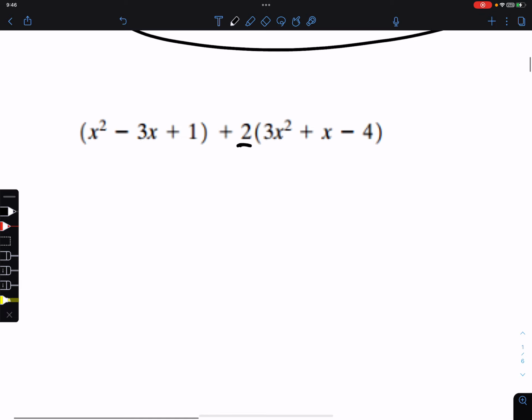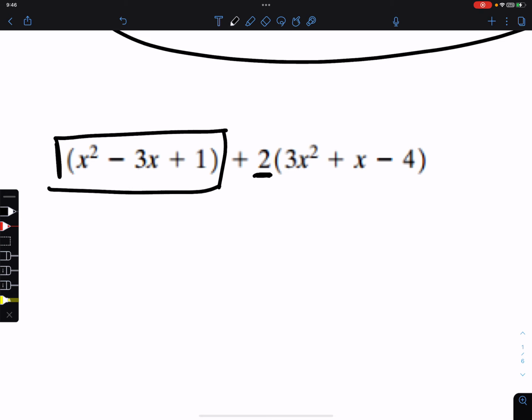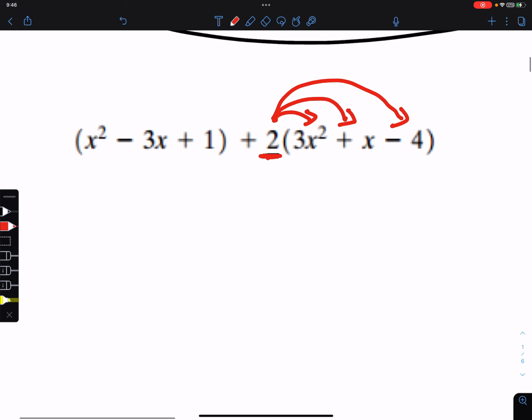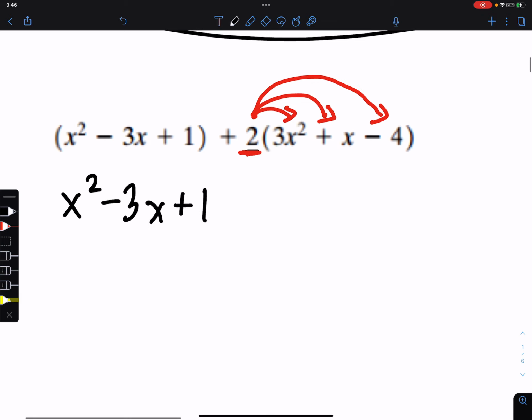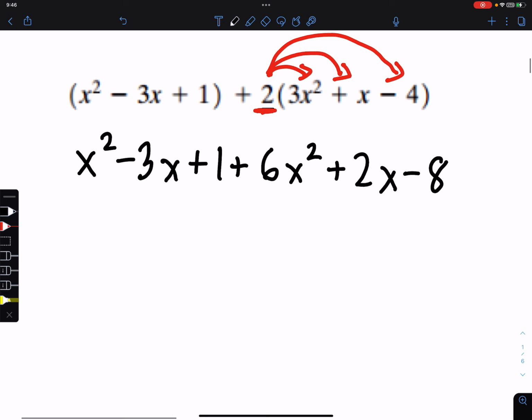So what do we do when, for the second term, it's being multiplied? So we want to add this plus 2 of these. What do we do? What we have to do here is take this 2 and distribute it to every term. So we multiply the 2 to every term. Here, we're not multiplying anything, so x squared minus 3x plus 1. And then here we distribute, so 2 times 3x squared is 6x squared, 2 times x is 2x, 2 times negative 4 is negative 8, and we do exactly what we did last time.